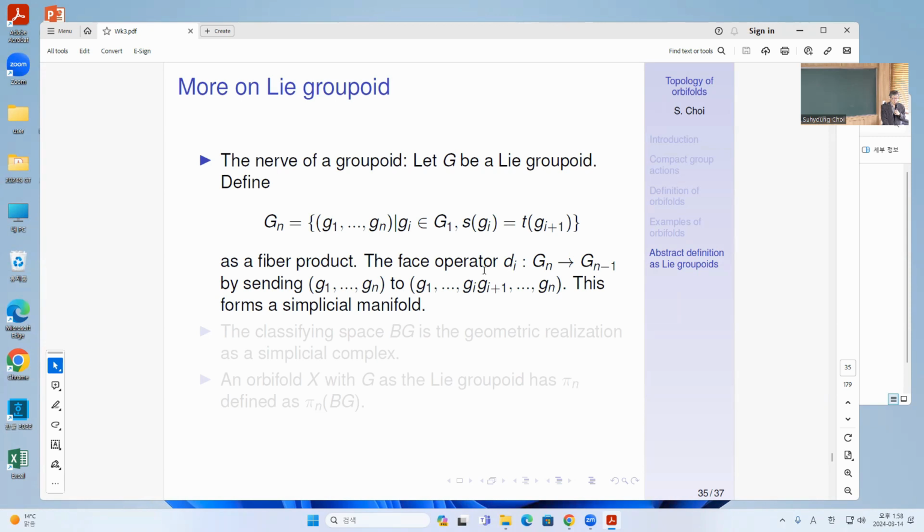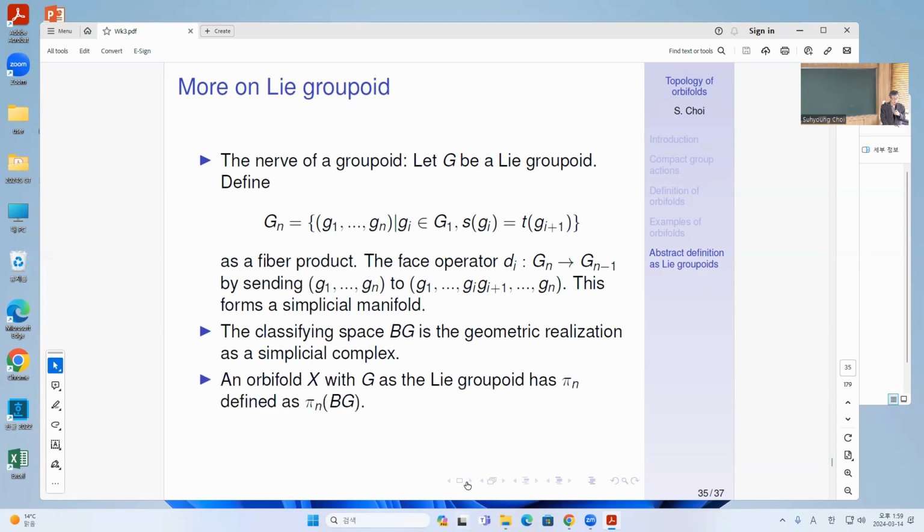So if you look at all these objects, you find these face maps for each object, so Gn to another Gn. Then this is some sort of a simplicial manifold type of situation. Of course this is an infinite dimensional object because you can do many of these compositions. So the classifying space BG is a geometric realization of this simplicial complex.